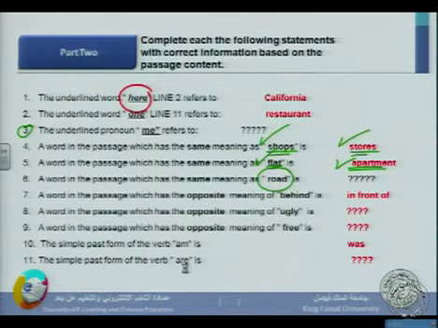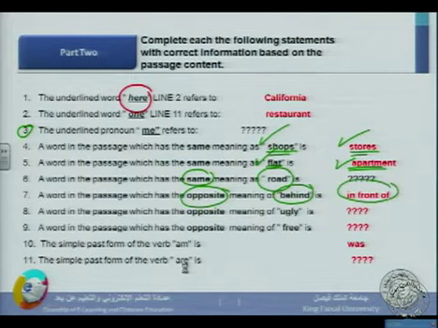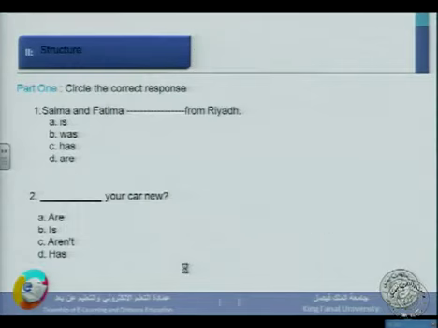A word in the passage which has the opposite meaning of behind. What does opposite mean? Opposite. Same means similar, but opposite means the contrary. Like what is the opposite of black? White. Behind is a word from the last lecture. The opposite of behind is in front of. In the front, in the back and in the front. Also, the simple past form of the verb I am. What is the past of I am? Was. But the simple past form of the verb are, think about this one.